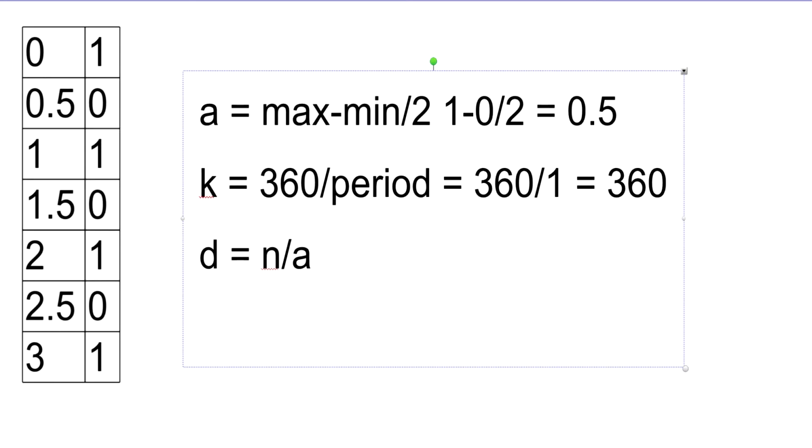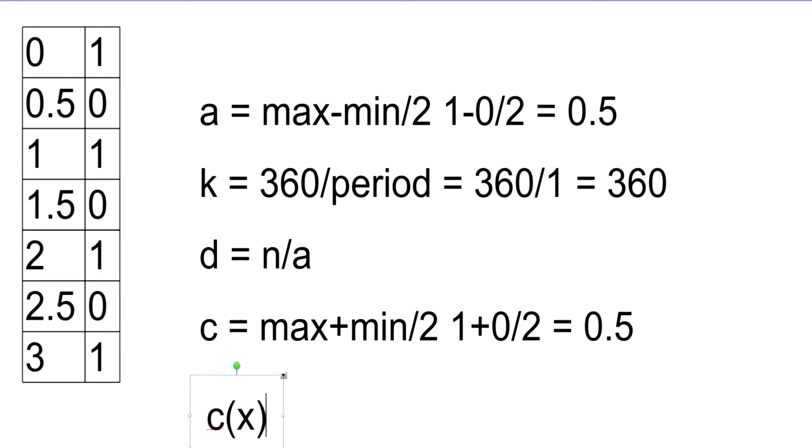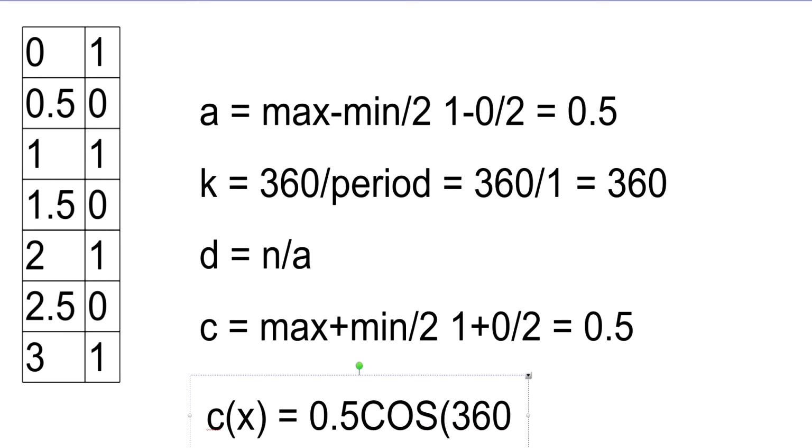And finally for our C value. Our C value is our axis of curve, and that equation is max plus min divided by 2. So our max is 1 plus 0 divided by 2 equals 0.5. So that gives us all our values for our cosine equation. If we put that in, it would be cosine equals 0.5 cosine 360x plus 0.5. And that is our cosine equation.